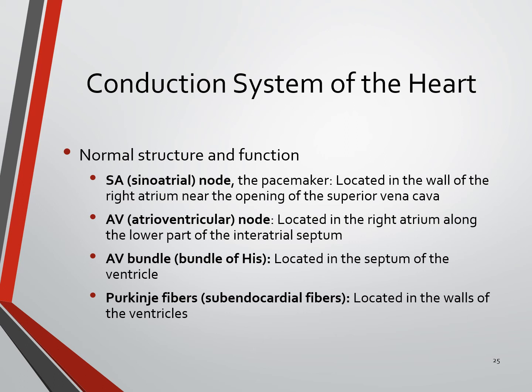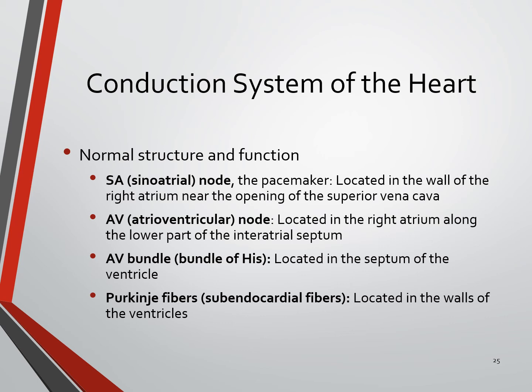So that's what we're going to talk about next, and some important anatomy terms that we need to be familiar with. The first one is the SA node, or the sinoatrial node, and that is also referred to as the pacemaker of the heart. It's located in the wall of the right atrium, and we're going to look at some pictures here in a second, near the opening of the superior vena cava.